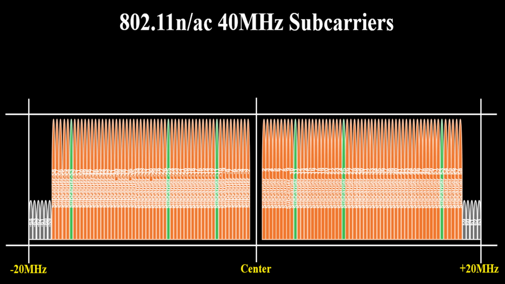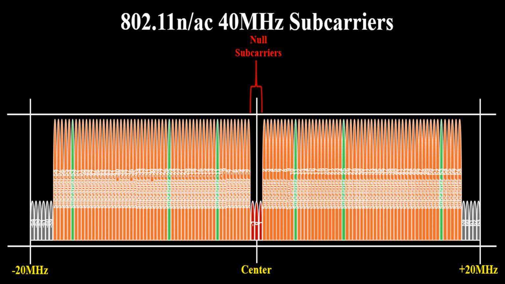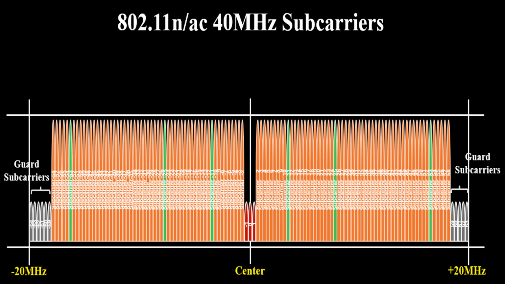Null or DC subcarriers. Null or direct current subcarriers are used for identification and are located at the center of the spectrum. The center subcarriers provide a distinctive notch which can be easily detected by a receiver to begin synchronization. There are 3 DC subcarriers in an 802.11n or 802.11ac 40 MHz channel at the indices -1, 0 and 1. These subcarriers are inactive.